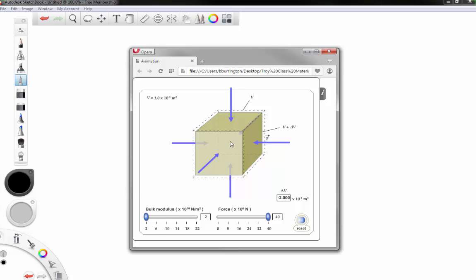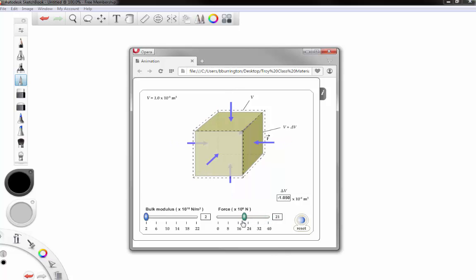up to the point where for this particular object, which has a relatively low bulk modulus, and under a very high force, you get about a 2 times 10 to the negative 4 cubic meter change for something that was originally 10 times 10 to the minus 4, or 1 times 10 to the minus 3 cubic meters. So this is like a 10% reduction in volume for this object by the time all is said and done. Of course, this is also a very large force. This is 40 million newtons being applied to the object.